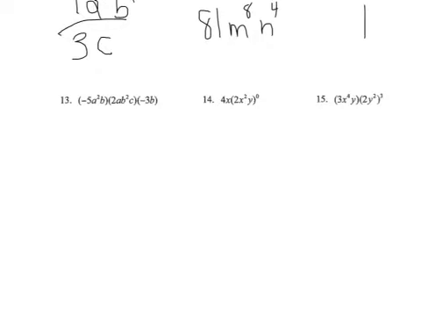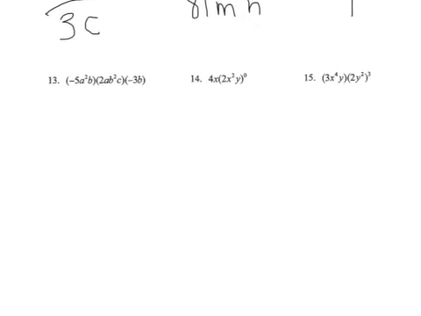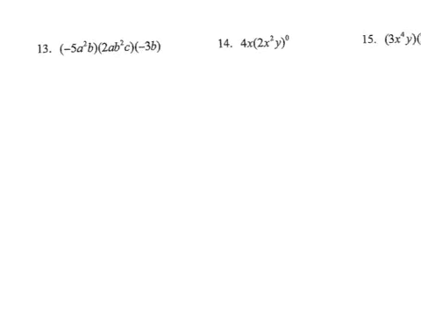We've got 3 more left. Number 13, we're going to just multiply the numbers left to right. Negative 5 times 2 is negative 10. Negative 10 times negative 3 is positive 30. We're going to look at the a's. We have 2 and then another 1, so 3. For the b's, 1, another 2, and another 1, so 4 of them, and then just 1 c.